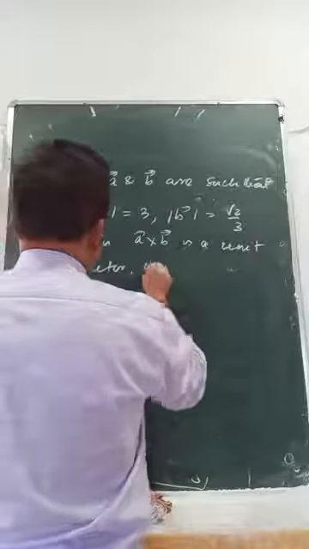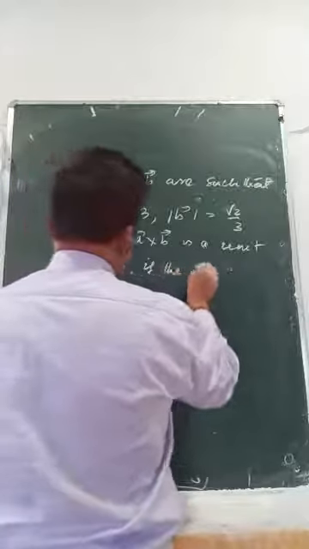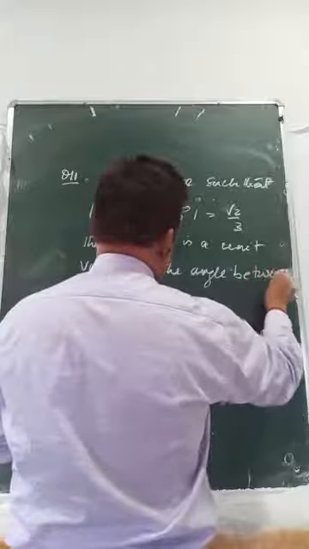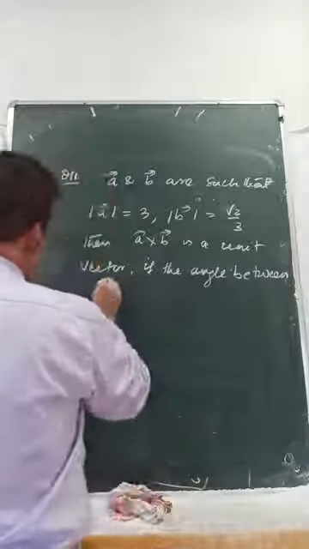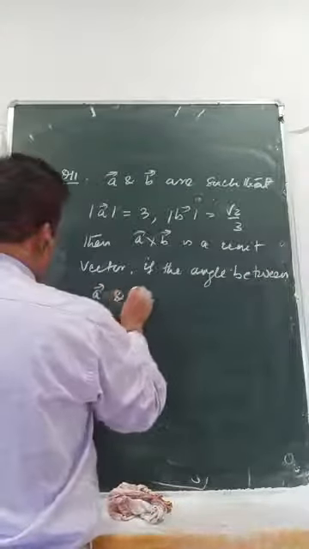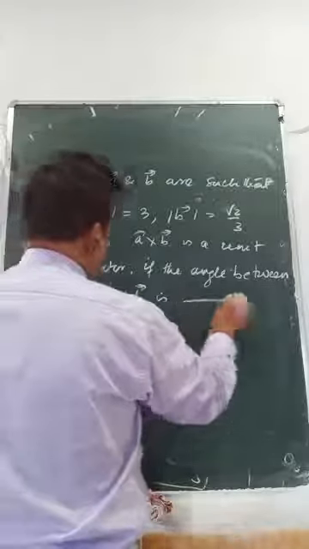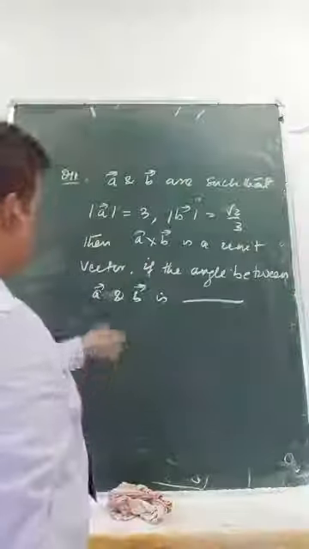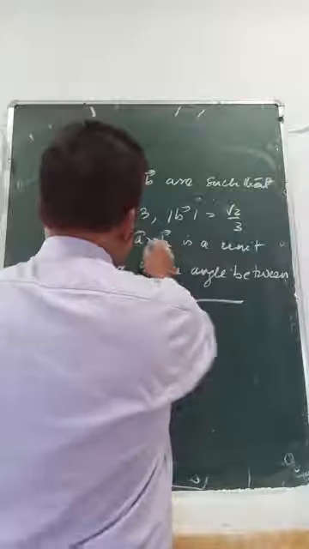If the angle between A and B is dash. Could be a short question for us. So we have to find out. Let's find out. A cross B is a unit vector.